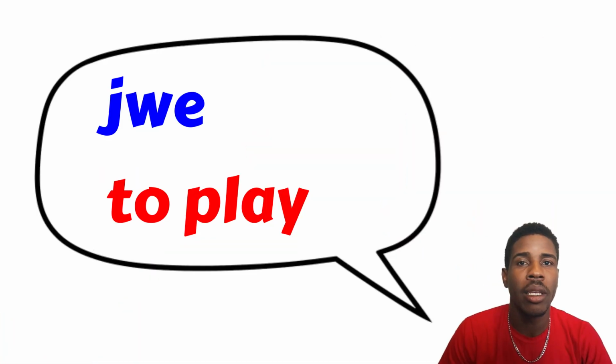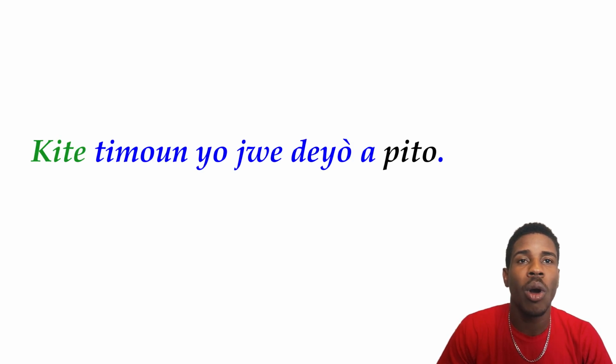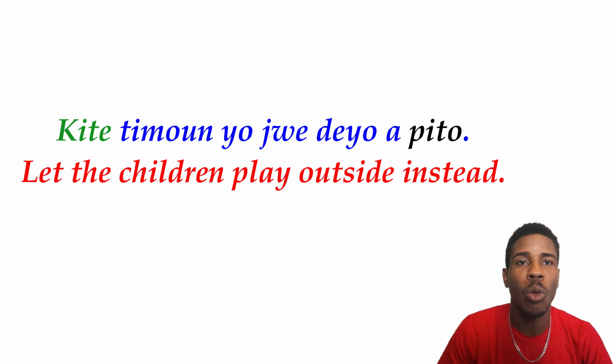Our next verb is jouer, which means to play. Example, Kite ti moun yo jwe deyò a pito. In this sentence, we have kite at the beginning of the sentence. It means let, and we have pito, which is used to talk about preferences. So it means, let the children play outside instead.